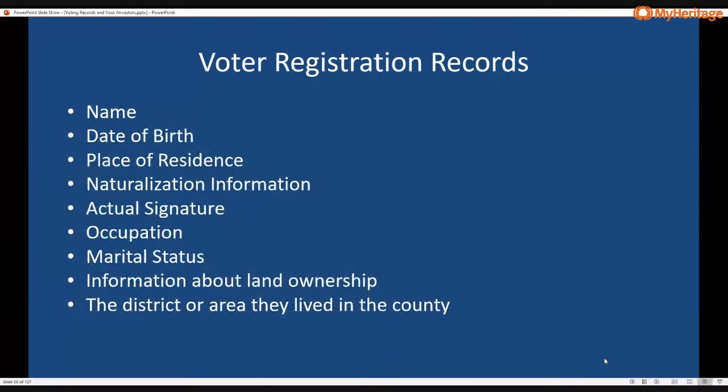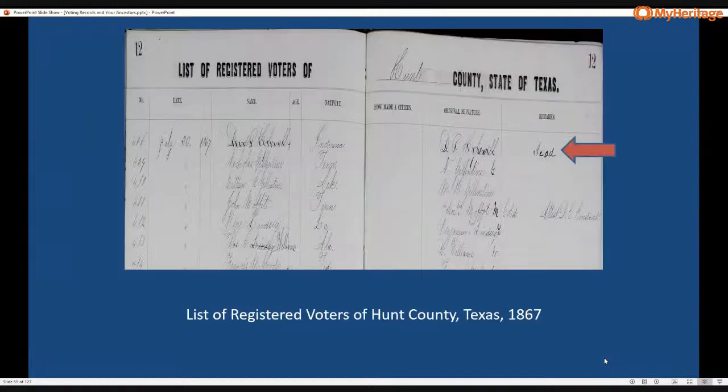Again, if you know the district or the area of the county where they lived, finding that information on a voter registration list might help you to also find other records. So look for that information. Here are some examples of what could be in a voter registration list.